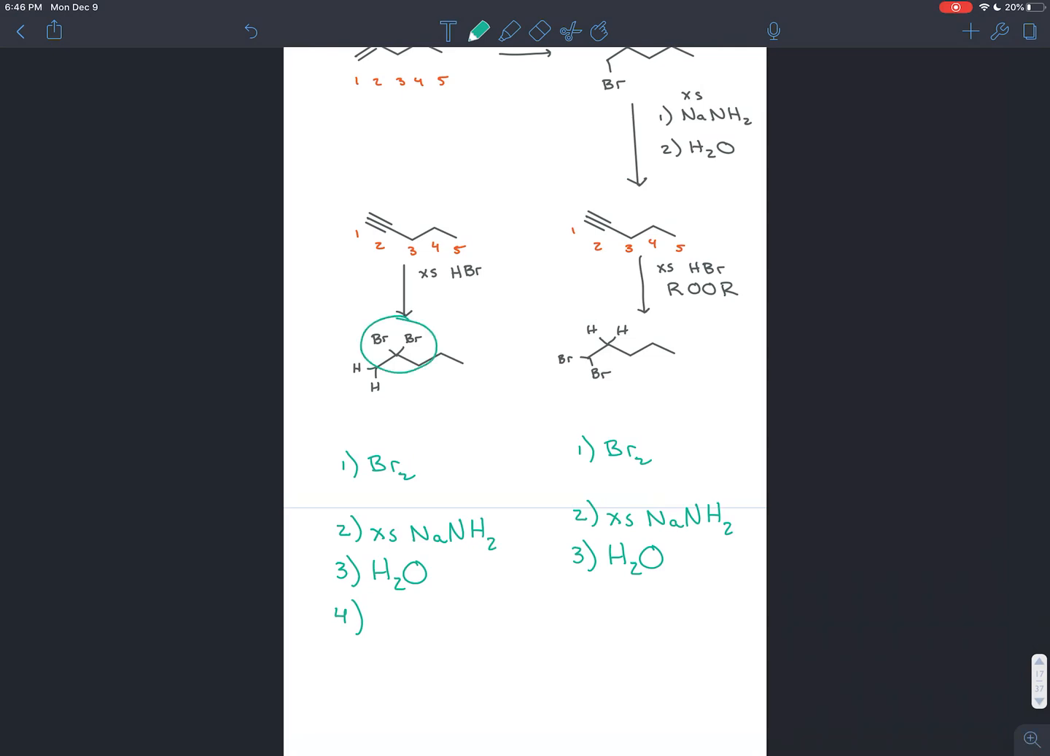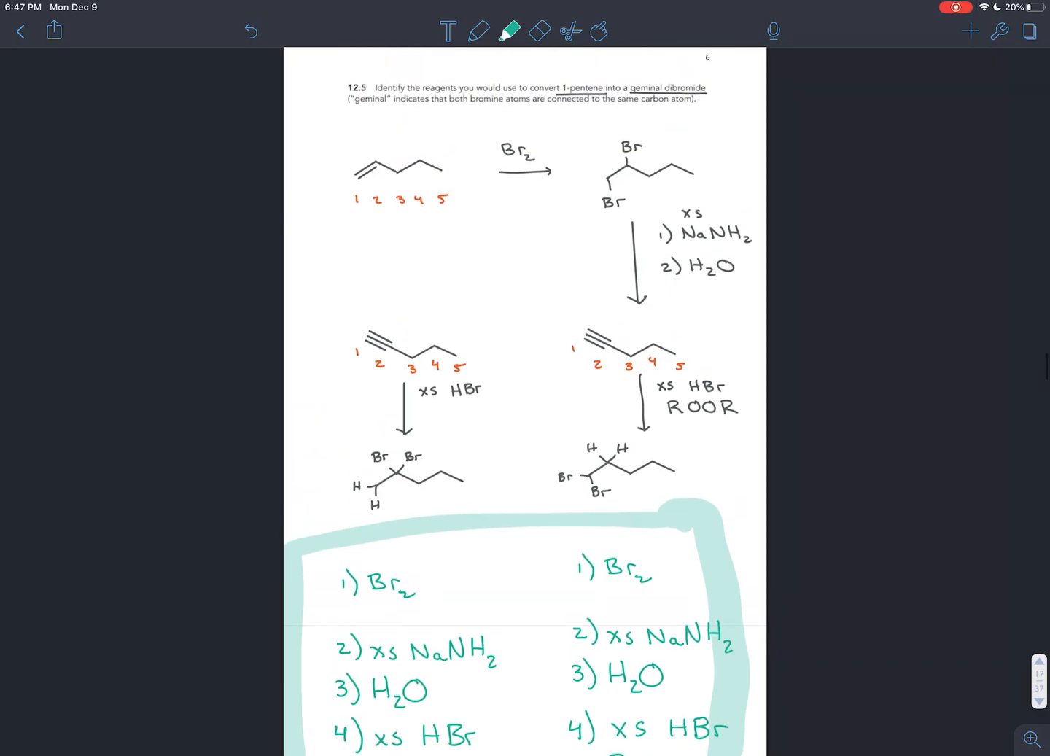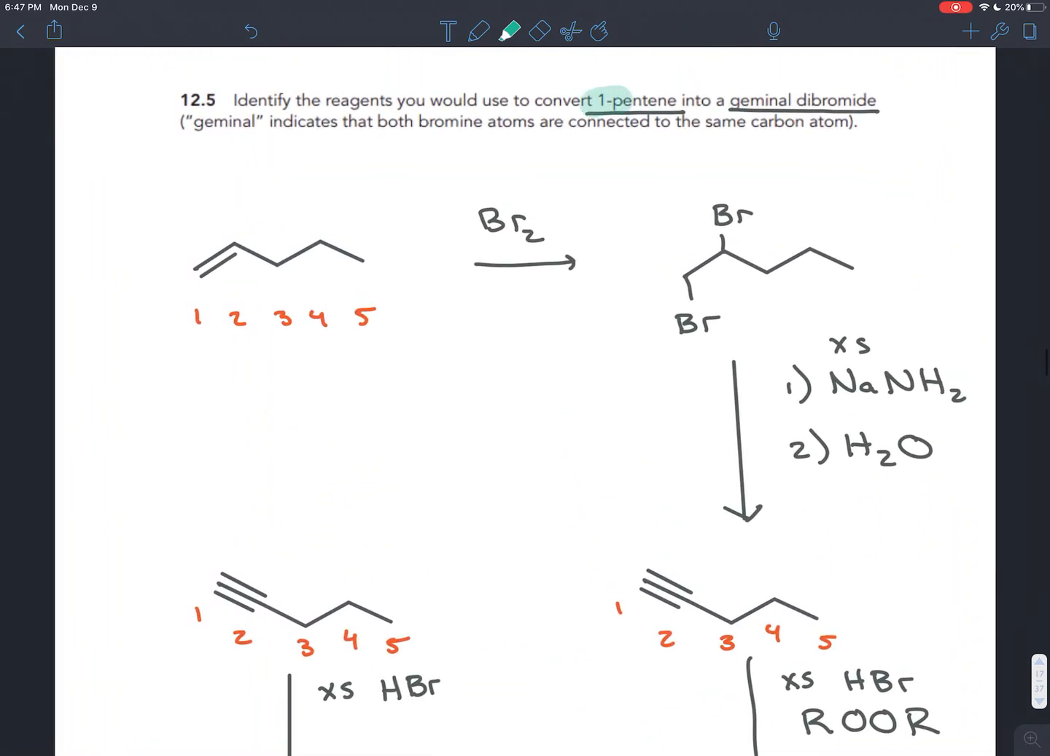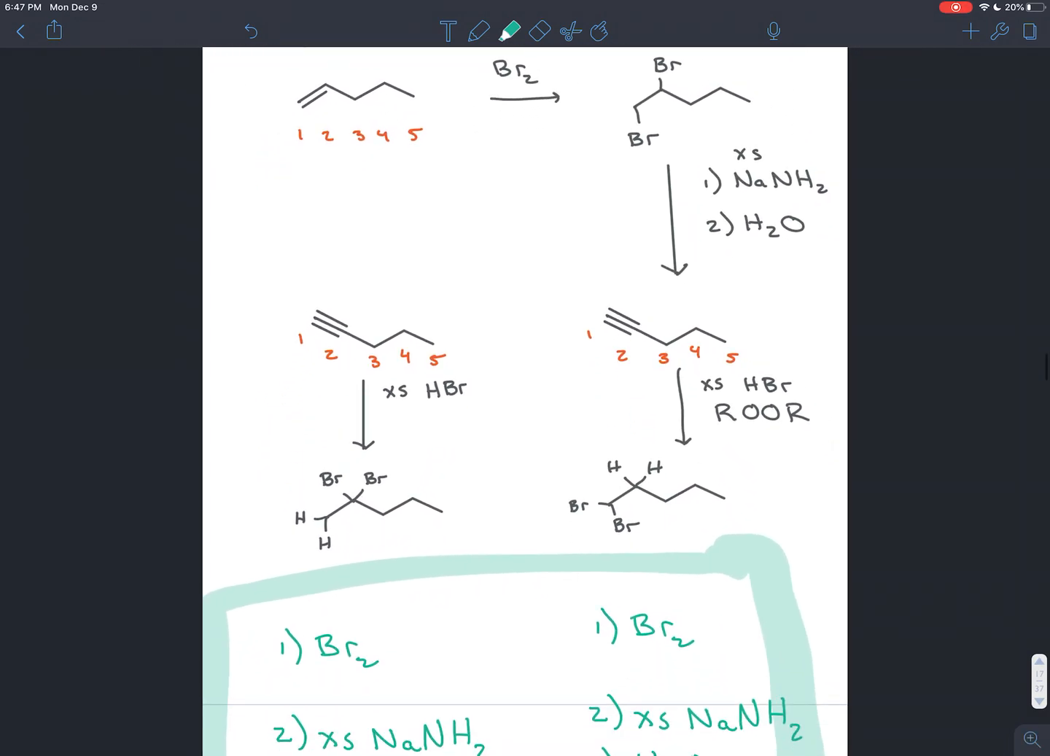If you want a geminal dihalide on the more substituted carbon, then just add excess HBr, and that will do a Markovnikov addition. If you want a geminal dihalide on the less substituted carbon, that's anti-Markovnikov addition, so you'd add excess HBr in the presence of peroxides. So either of these would be an acceptable synthesis for turning 1-pentene into a geminal dibromide. So what did we learn here?